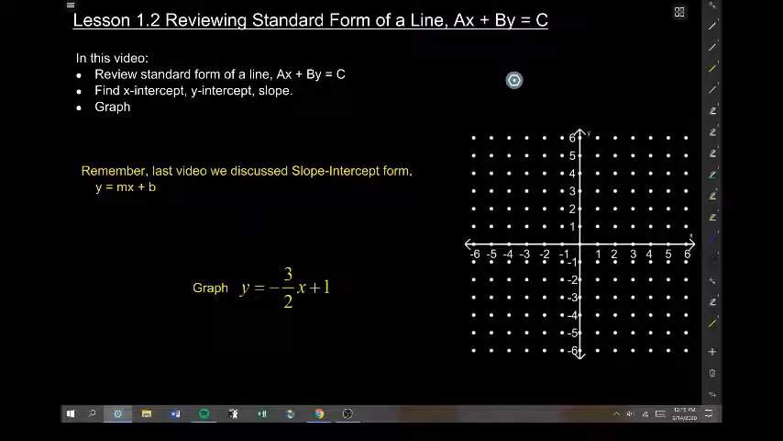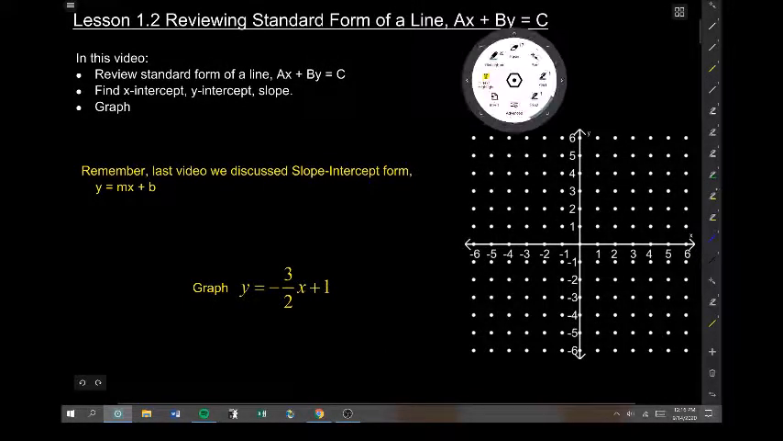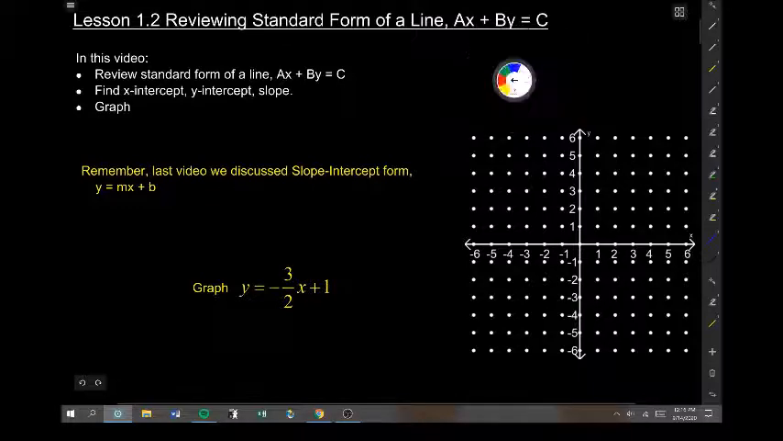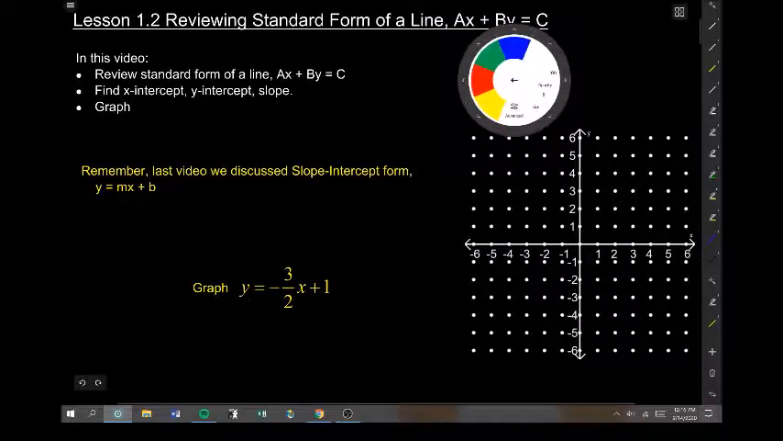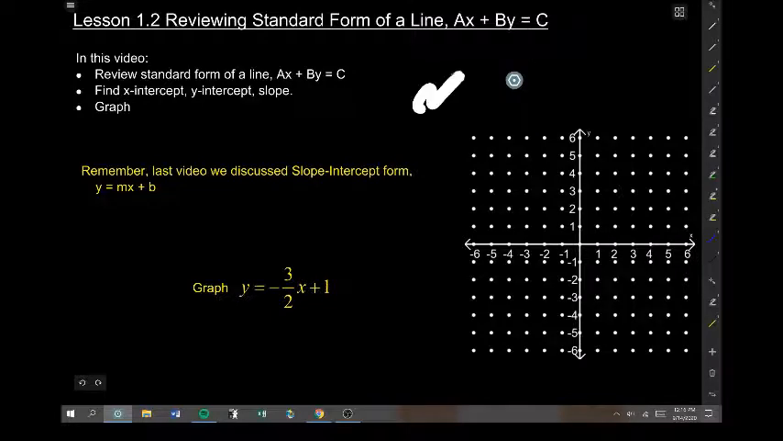Alg1B. This is our second lesson reviewing standard form of a line. Should be pretty quick. We're going to review the standard form as ax plus by equals c. We will graph, and that might just be the whole show today. Well, I guess we'll see.